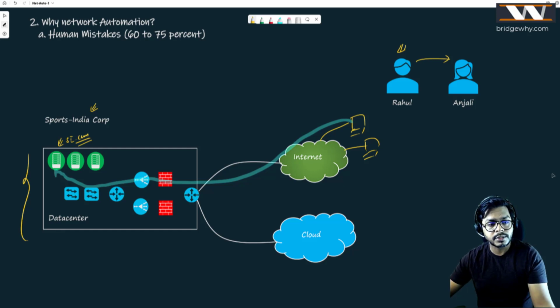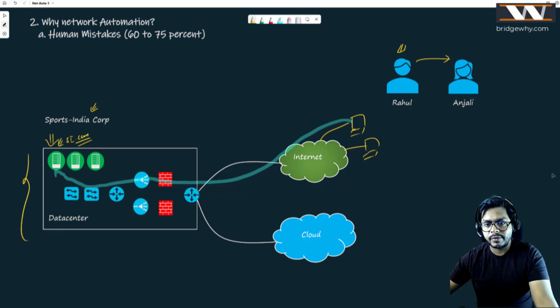If something happens to this server, there is a huge problem, right? Problems in terms of money, problems in terms of getting the revenue of this company, right? If this server is down, this company is not making any profit. So you can understand the importance of this server, or the importance of reachability of this server, right?